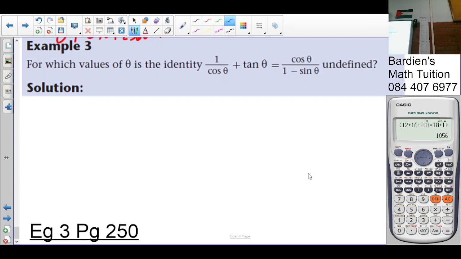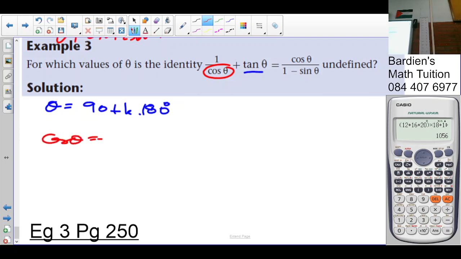So when is it undefined? You see there's a tan there? Immediately I write down what? Theta is equal to 90 plus k times 180. Why? That is for the asymptote. Now what's the next thing we have to look at? It is where cos of theta is equal to 0. 0, 1 and minus 1 I take to the cos graph.